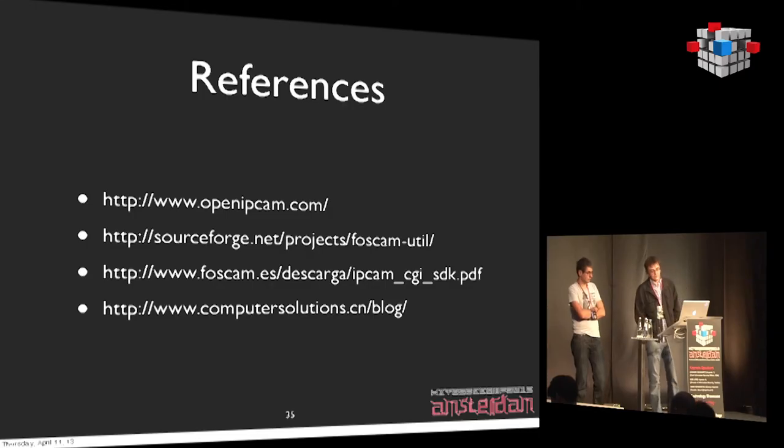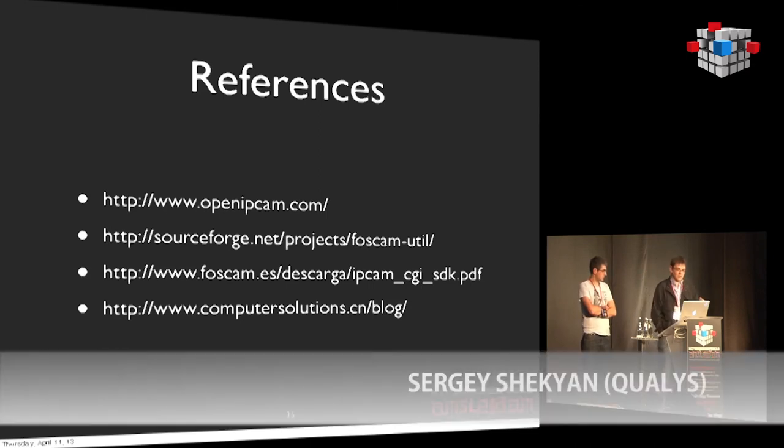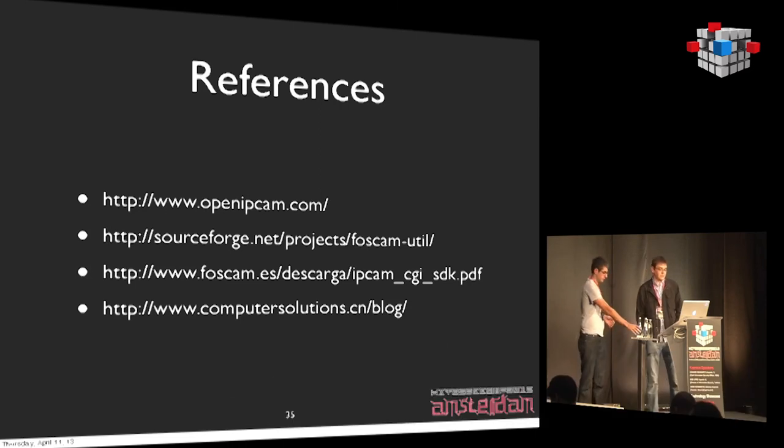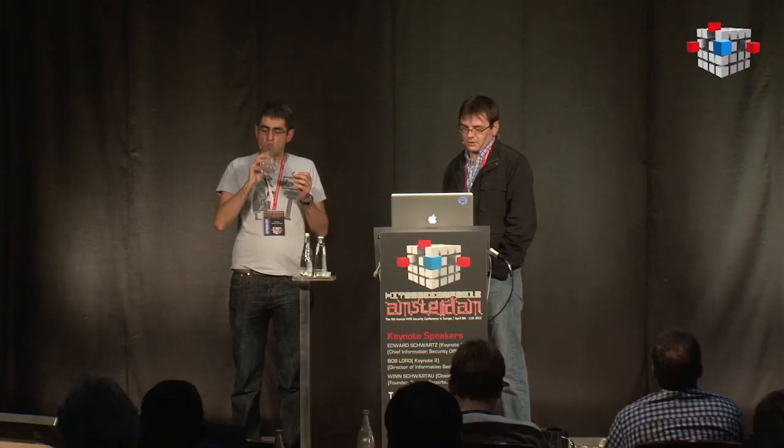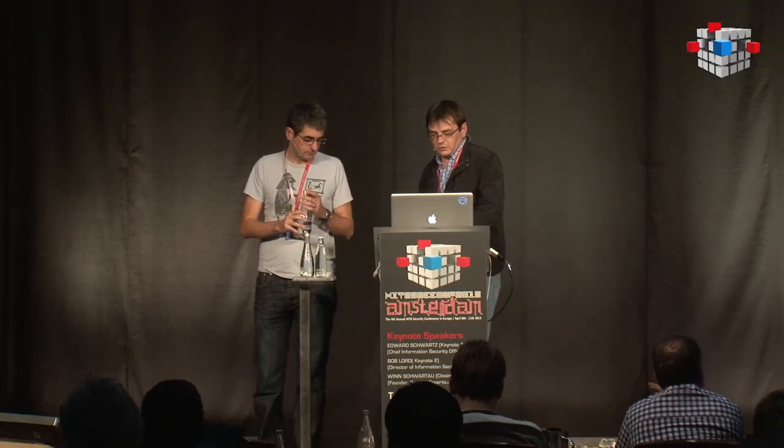And we didn't do any hardware research, because first, we don't have any experience in hardware hacking. And second, there is a forum, OpenIPCam. We listed it on the last slide, with all the references. OpenIPCam has a lot of very useful things, but you have to have physical access to the camera and to the serial port. There are several tools available as well, and a CGI SDK is also available from FOSCAM. And that's pretty much it.